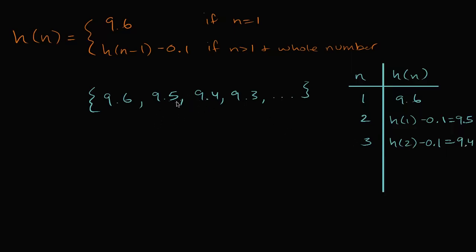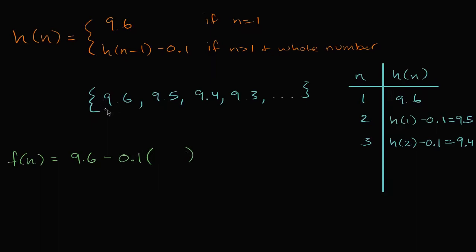So let's see if we can pause the video now and create a function that defines this arithmetic sequence explicitly. Here it was recursively. We want to define it explicitly. All right, so let's just call it f of n. And we could say, look, it's going to be 9.6, but we're going to subtract 0.1 a certain number of times depending on what term we're talking about. So how many times are we going to subtract it as a function of n?